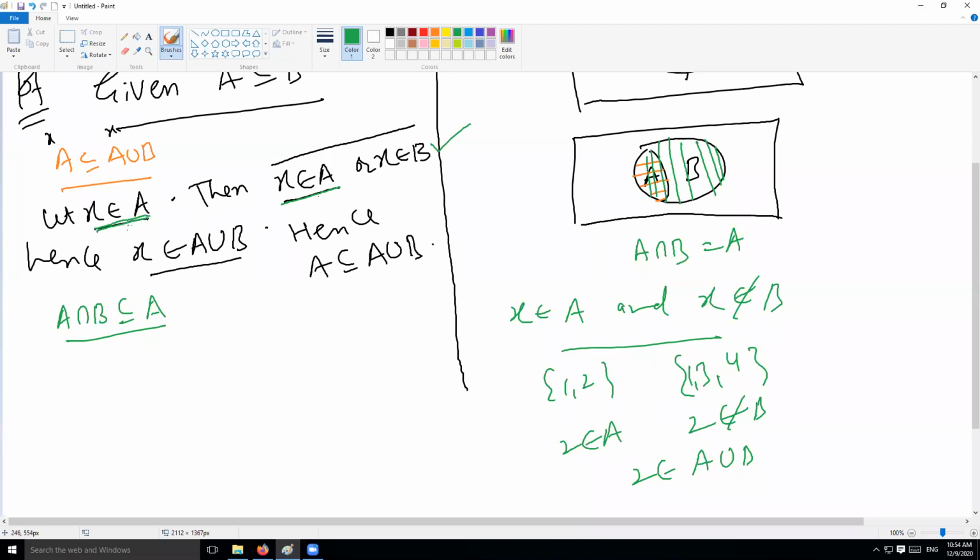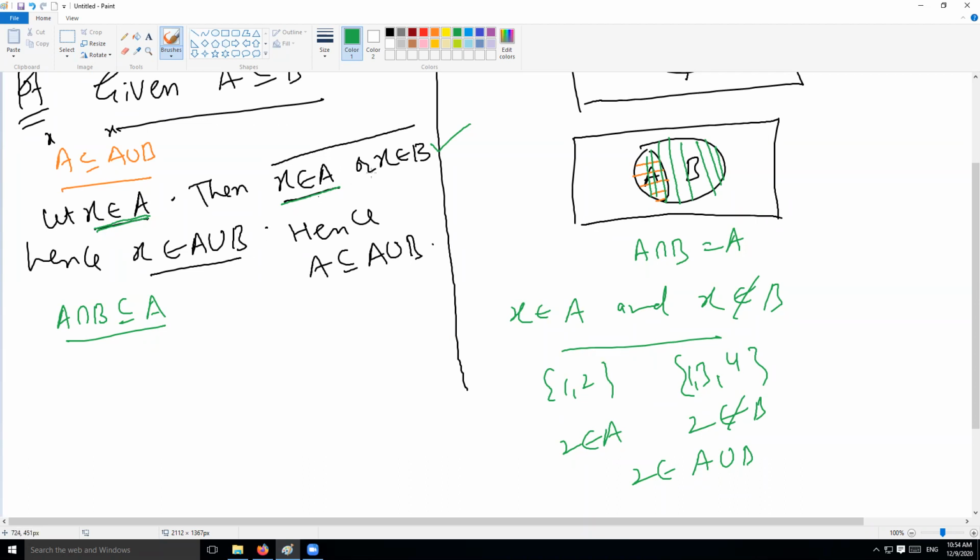So this x is not one element. This is an arbitrary x actually. Okay? So it could be any element. It could be 1, it could be 2, it could be anything. So he's saying that, okay, let's pick any element from A, and then since x belongs to A or x belongs to B is true, so x must be in A union B.